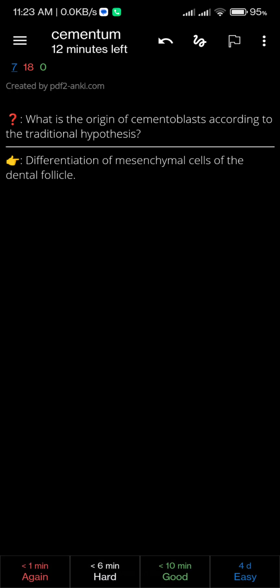What is the origin of the cementoblast according to the traditional hypothesis? Cementoblasts are formed by differentiation of undifferentiated ectomesenchymal cells of the dental follicle.